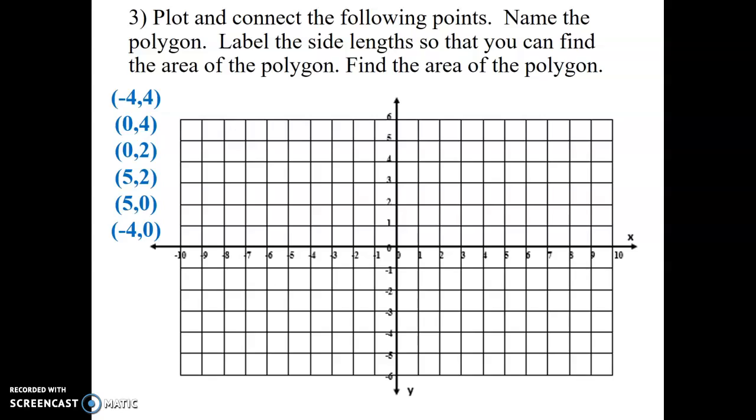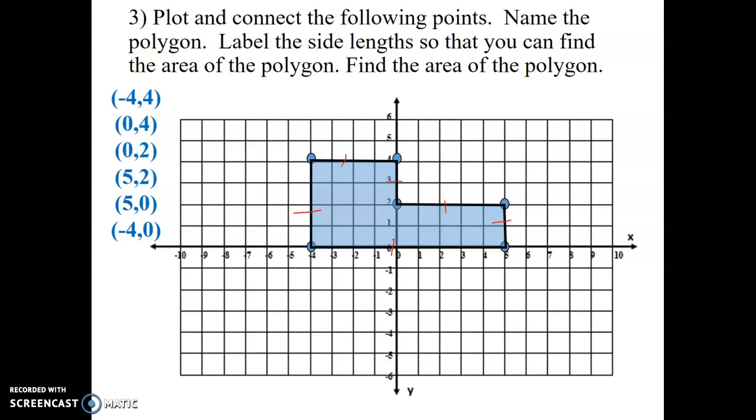Here's another one. This one has a lot of points, so it's not going to be a quadrilateral. When I plot these points and connect them, this doesn't look like a shape I'm used to seeing. So let's go ahead and count the sides. If I'm going to start right here, I've got 1, 2, 3, 4, 5, 6 sides. And when we have a 6-sided figure, that's called a hexagon. And this is an irregular hexagon.